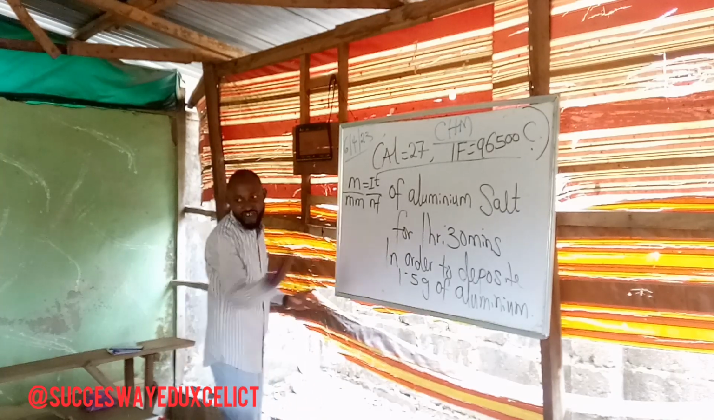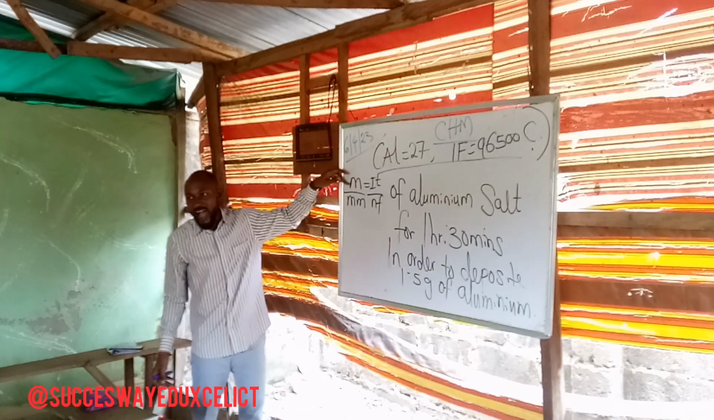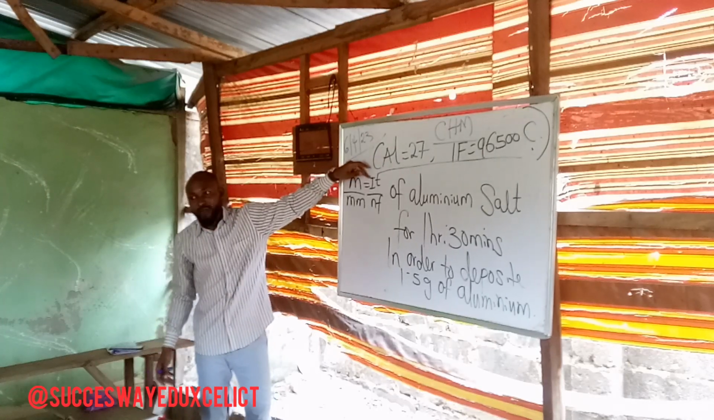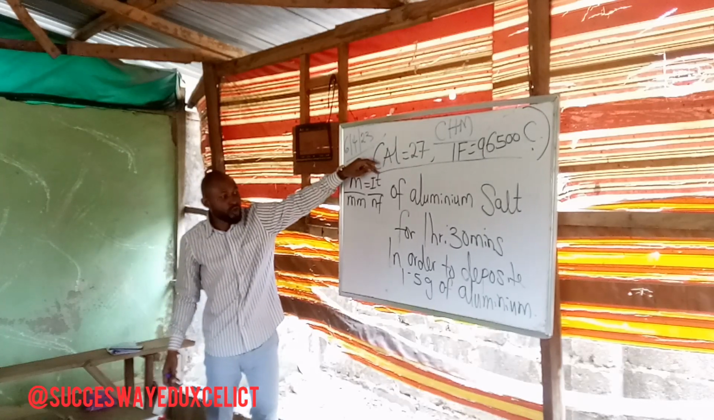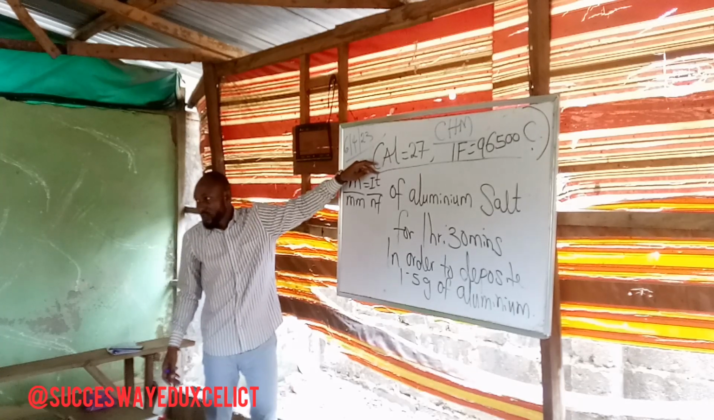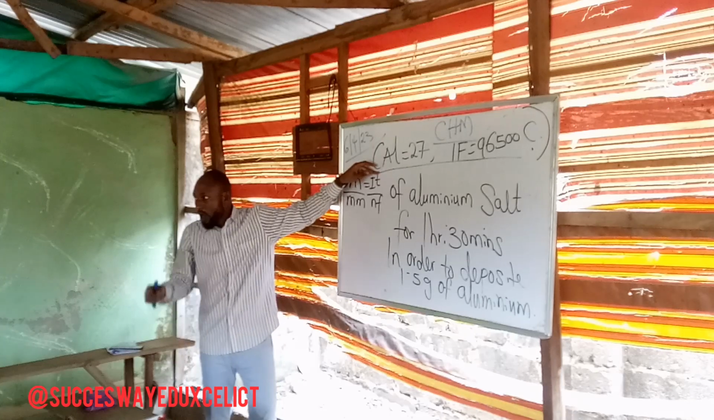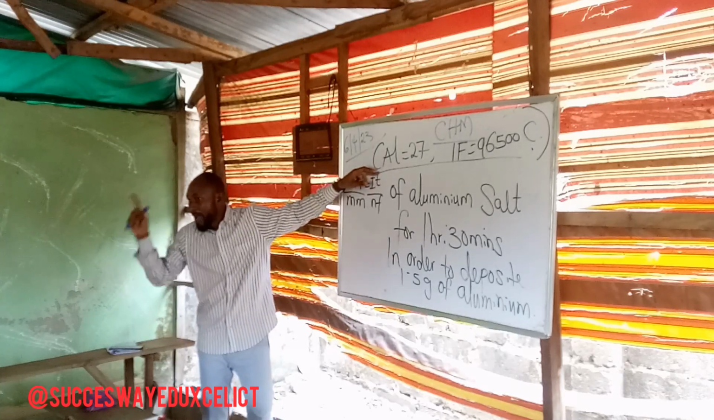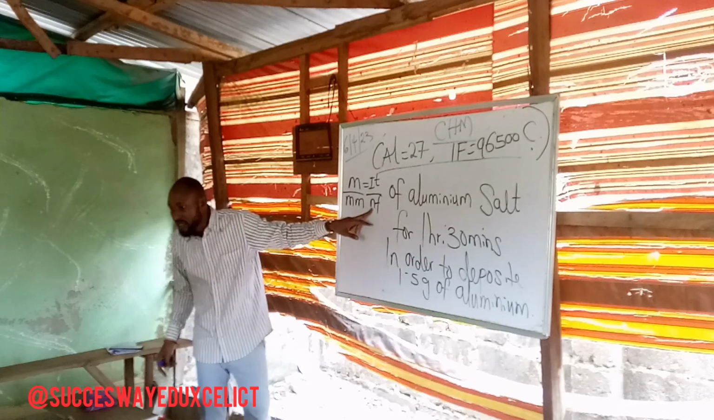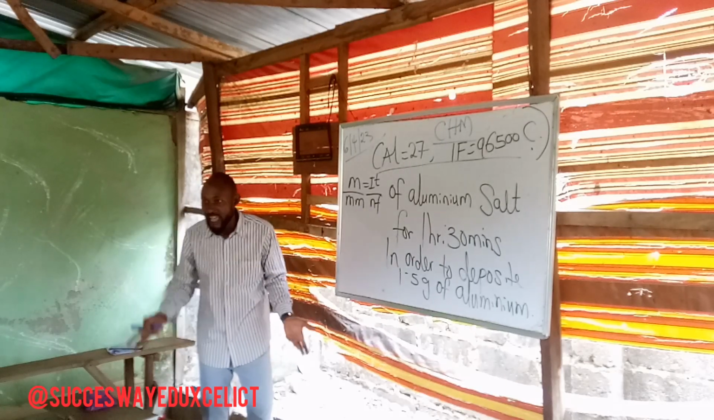I've given the formula straightforward. Mass 1.5, molar mass 27. I is what we are looking for. Our T here is going to give us a total of 90 minutes. You have to convert your 90 minutes to seconds by multiplying by 60. Then our number of Faraday is going to be 3 because aluminium is trivalent.